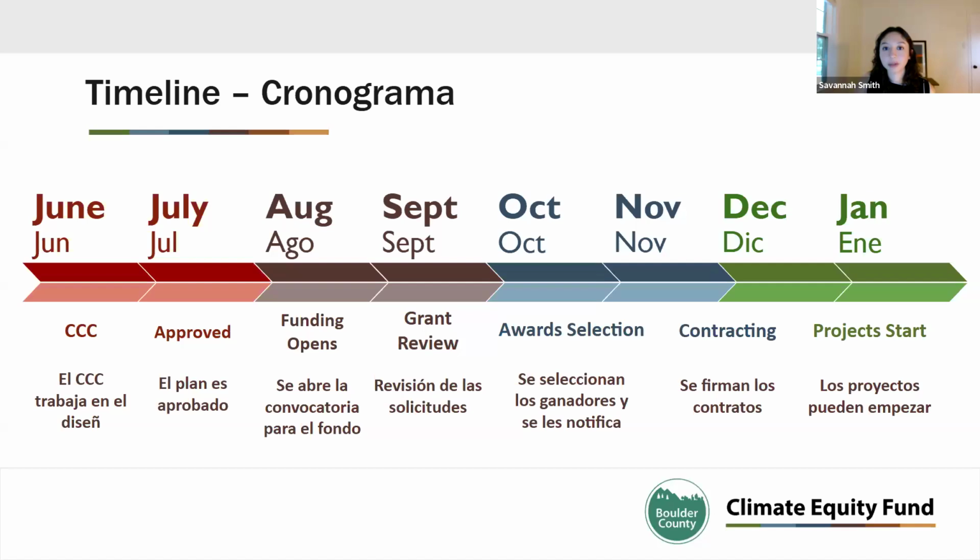Oh, and I forgot I'm sharing my screen. I just wanted to give an overview of the timeline so you can see it visually. So again, the grant review process will start as soon as the application closes, September 15th. We will then select awards recommended for funding. The county will approve that funding slate, then we'll go under contract, and then projects will start the beginning of next year.